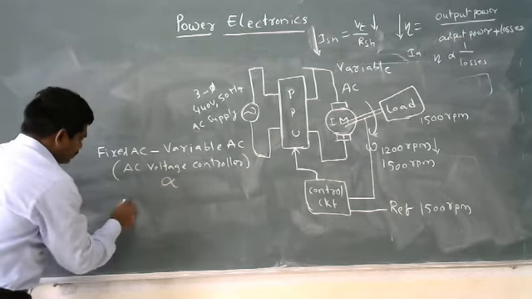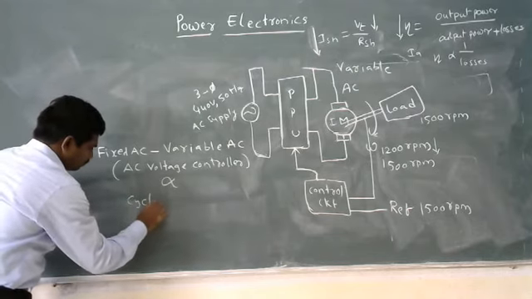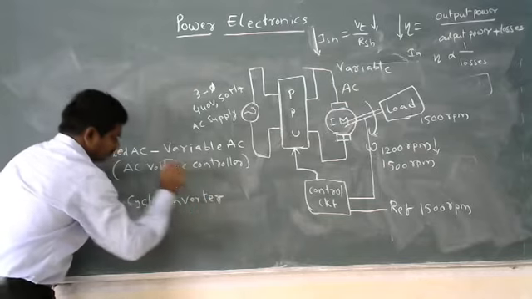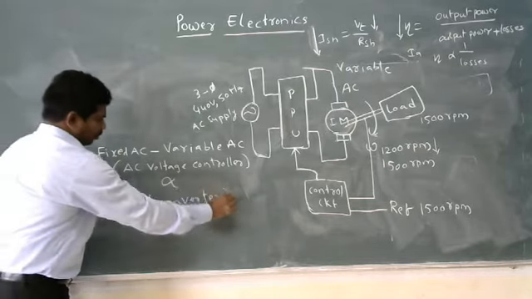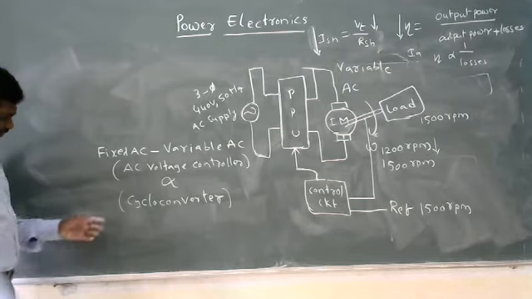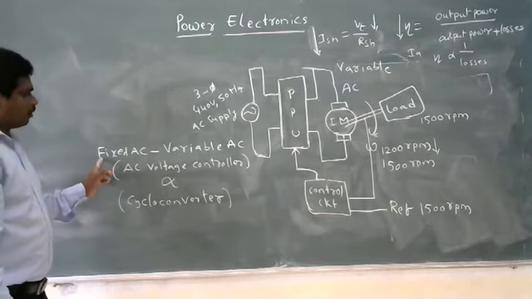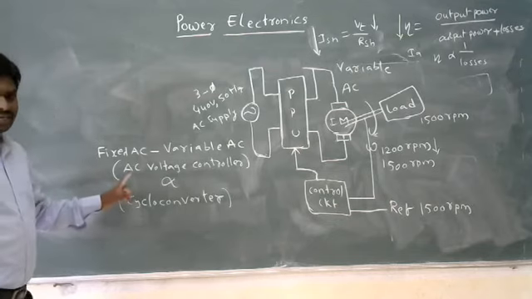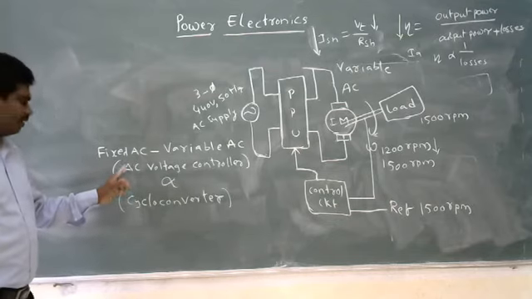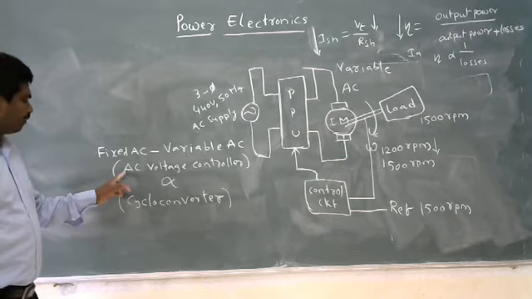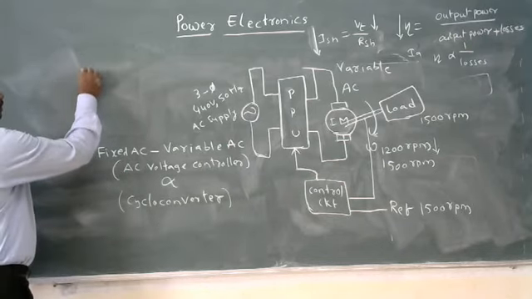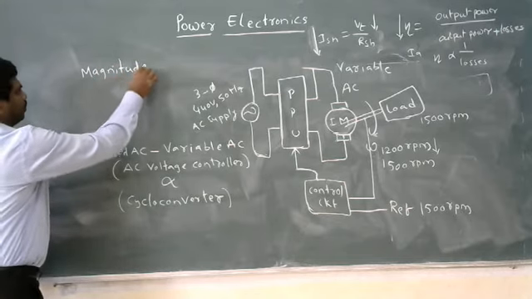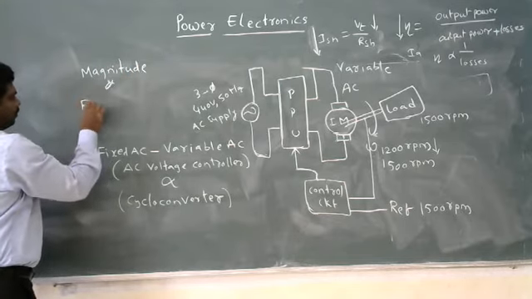and cycloconverter. Cycloconverter. Why? Because we are going to handle two different types of converters for converting fixed AC into variable AC. Here in this case, AC is a vector quantity as we know, and it has the magnitude and frequency.